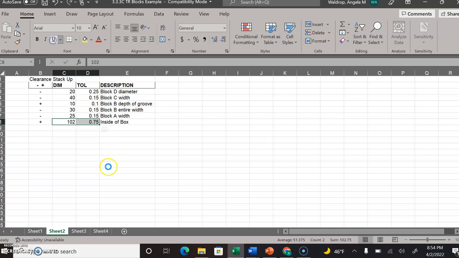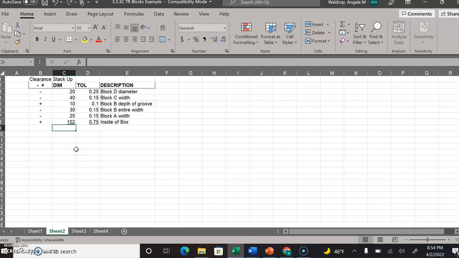I'm going to go ahead and make this underlined because I'm going to be doing some addition and subtraction here. Now for my tolerance stack up, this is where the orientation is critical. If there is a minus in this column, it's going to be minus when I add this. If there's a plus, there's going to be a plus when I add that.